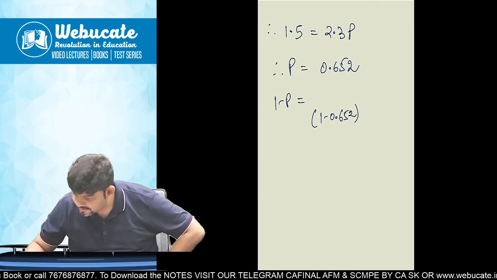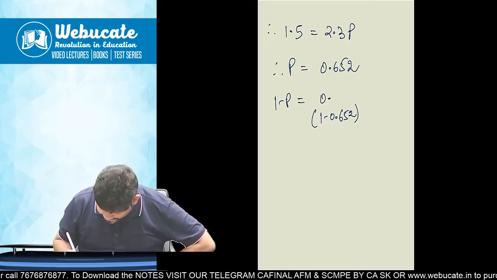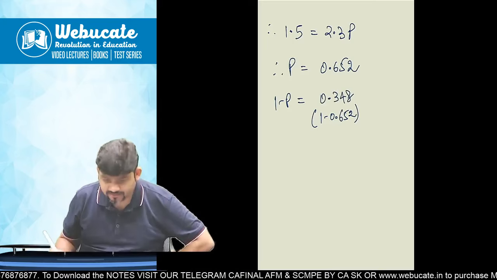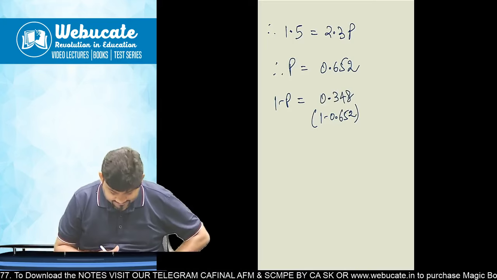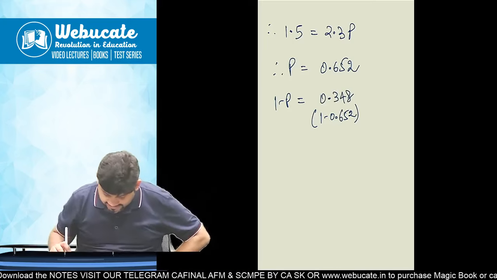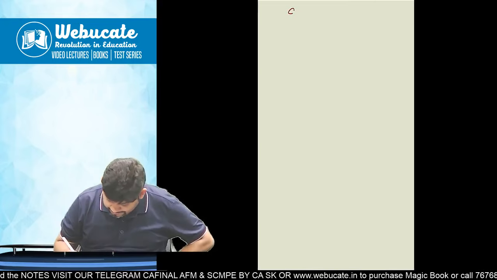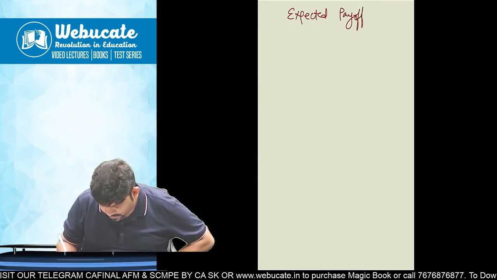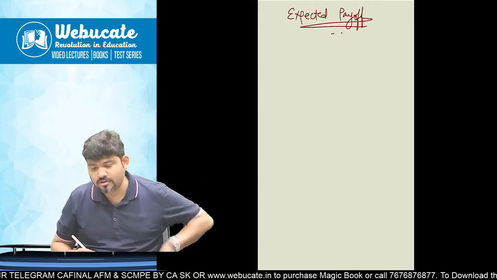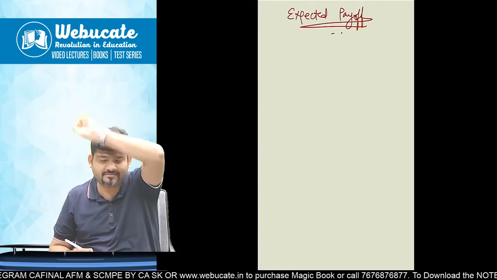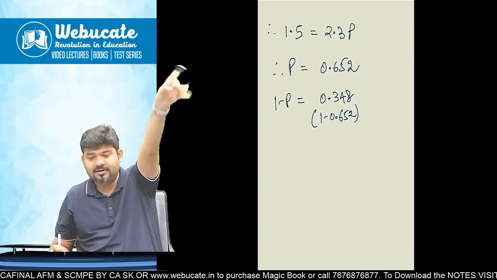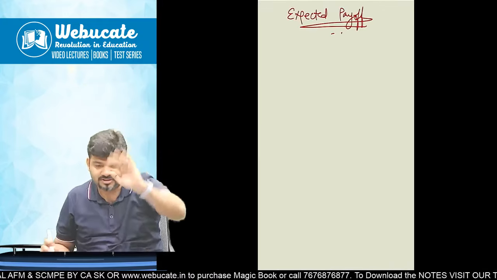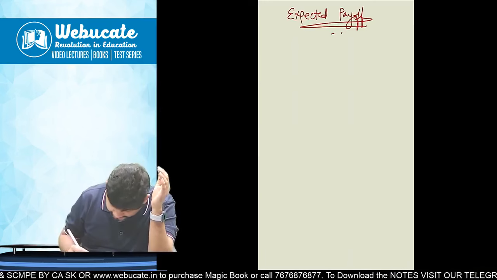Minus 1. So this will be 0.348. Done. So finally we can calculate the expected payoff. I hope you have watched the futures options video wherein I have taught the binomial in detail. That is the reason we are able to solve this so easily, smoothly and quickly.